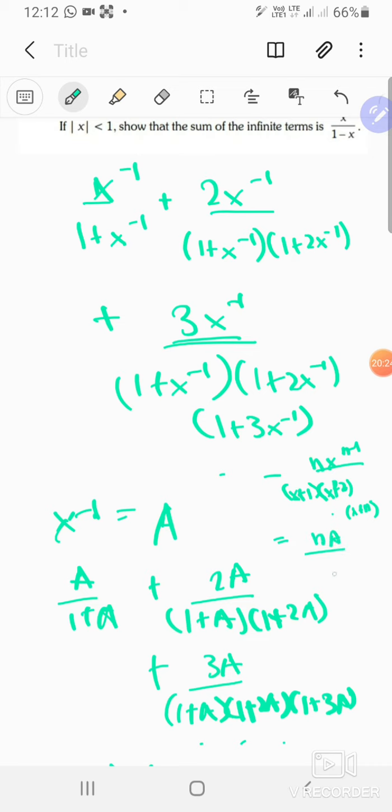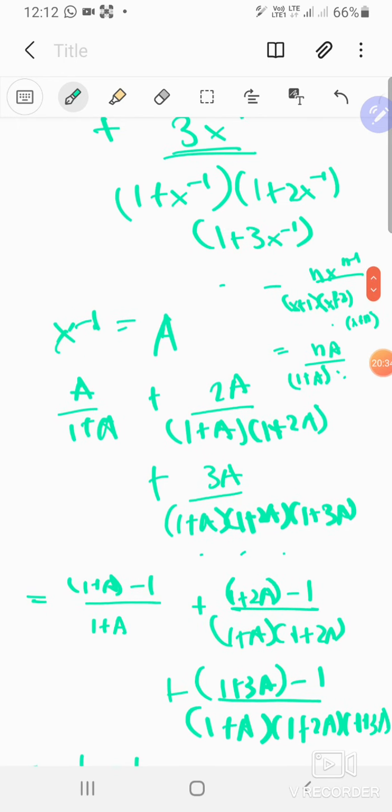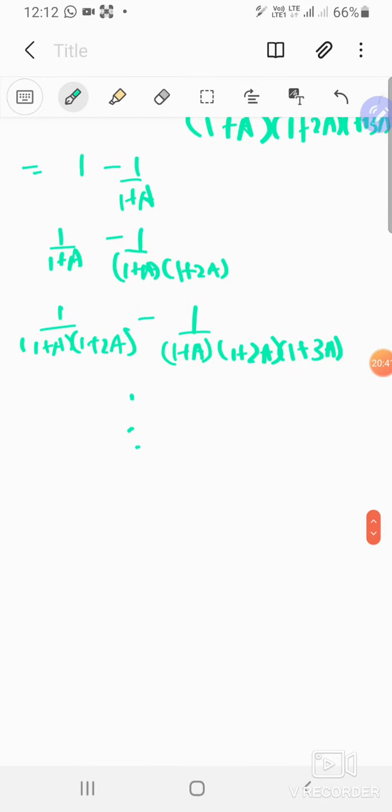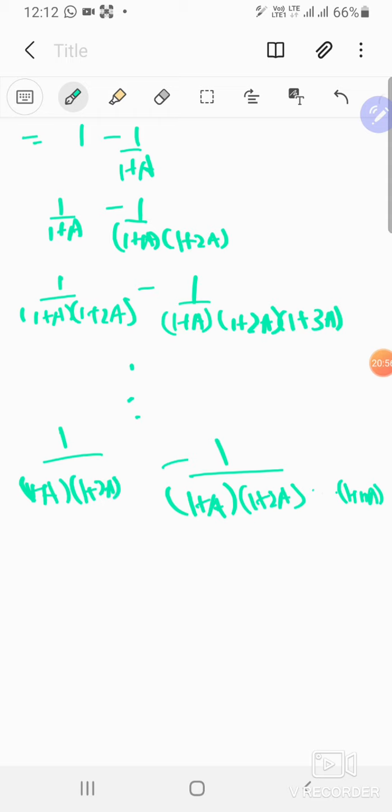Well, that thing can be written as na upon 1 plus a into 1 plus 2a into 1 plus 3a all the way till 1 plus na. Okay, fine. Which then further can be reduced to so that na can be written as 1 plus na minus 1. So we'll have minus 1 upon 1 plus a into 1 plus 2a all the way till 1 plus na, and over here we'll just have 1 upon 1 plus a into 1 plus 2a all the way till 1 plus n minus 1a, right?